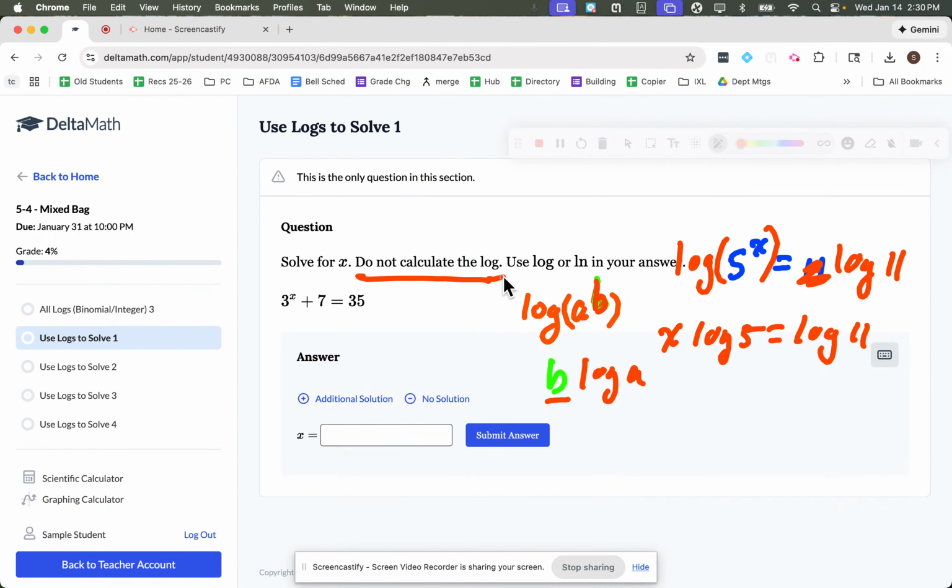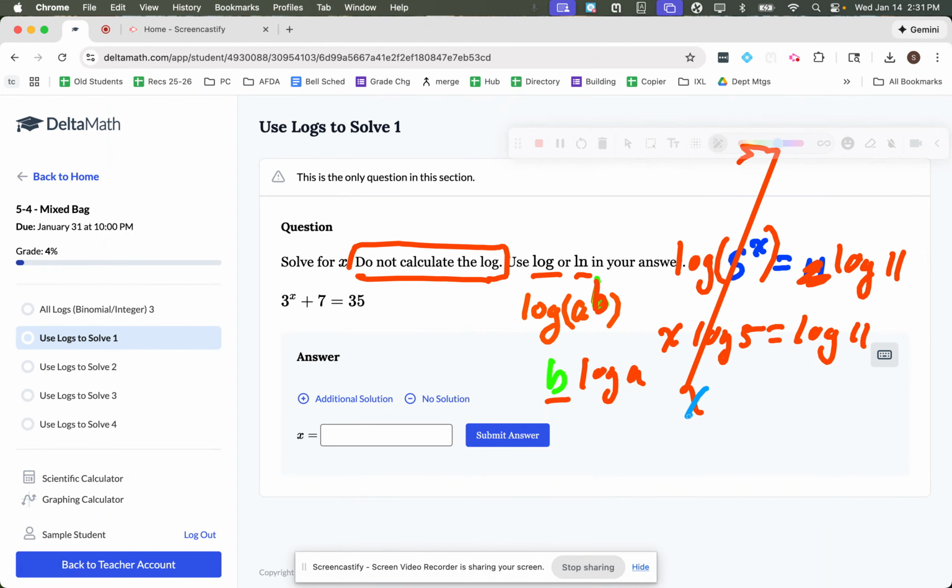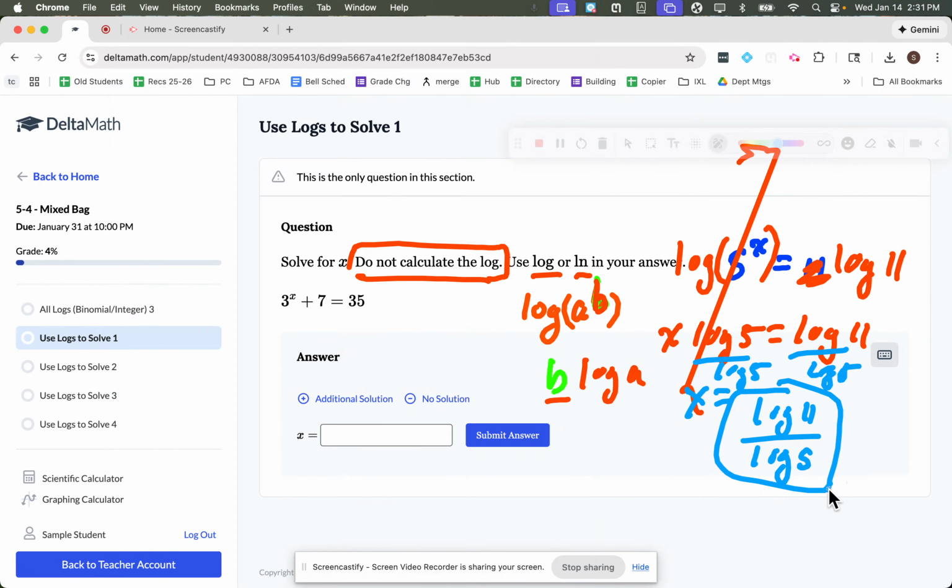Oh, and by the way, it does say do not calculate the log. Use log, or this entire time, instead of saying log, you can say ln. If you want to use natural log of both sides, that's totally fine. But anyways, let's finish this up. x equals, divide both sides by log 5, log 11 over log 5. So this is what you're going to put into your answer.